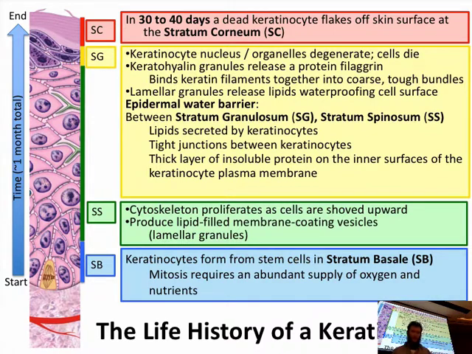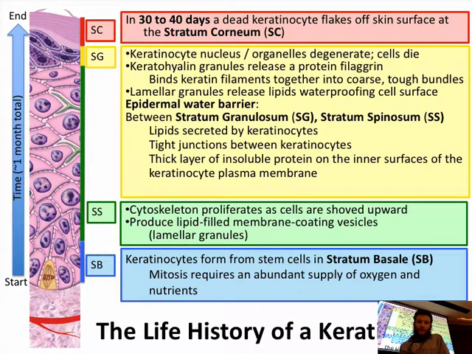Yeah. So here is sort of the life history. It takes about a month to go from the bottom to the top. And these keratinocytes that come from the stem cells in the stratum basale, they move up into this large stratum spinosum that's right here. A stratum spinosum is so called because it's these spiny-looking cells that have cytoskeletal elements that make them look kind of pokey. And then finally, we're getting up towards the surface.